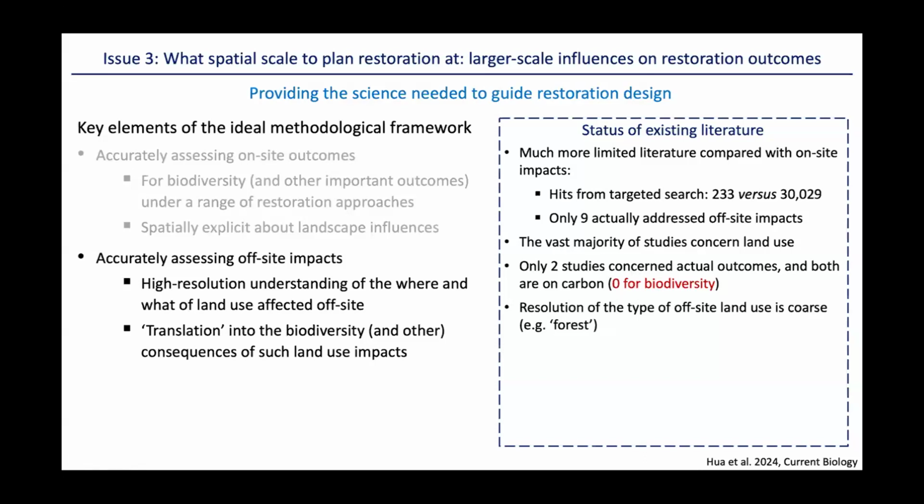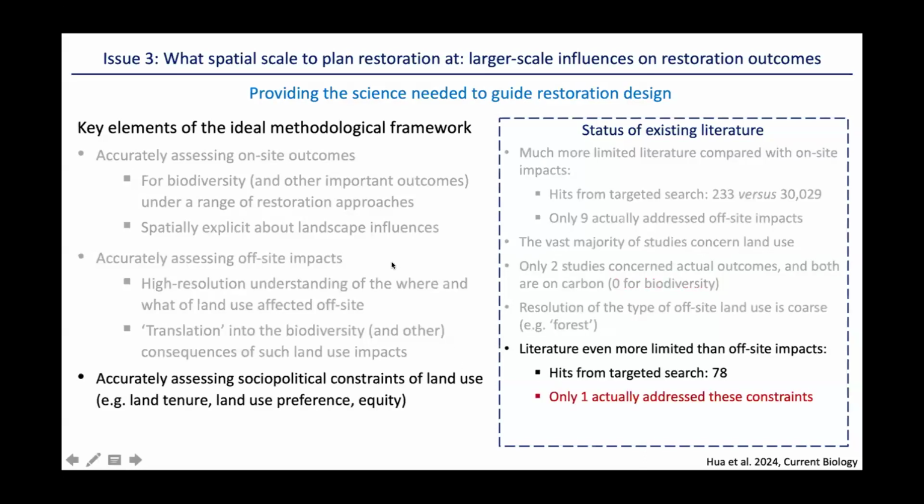Then, of course, there is also the limitation of how high a resolution we're able to relate offsite impacts to, in terms of the land cover type that's actually affected. In many studies, they would simply say displaced or offsite impact of forest restoration in the form of deforestation, without indicating what kind of forest is being deforested.